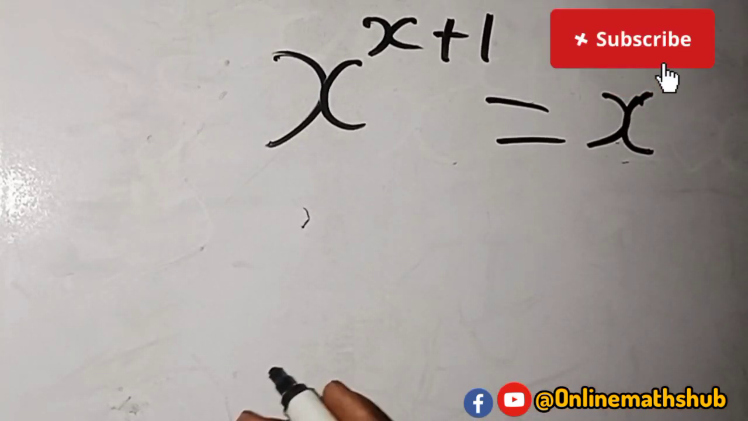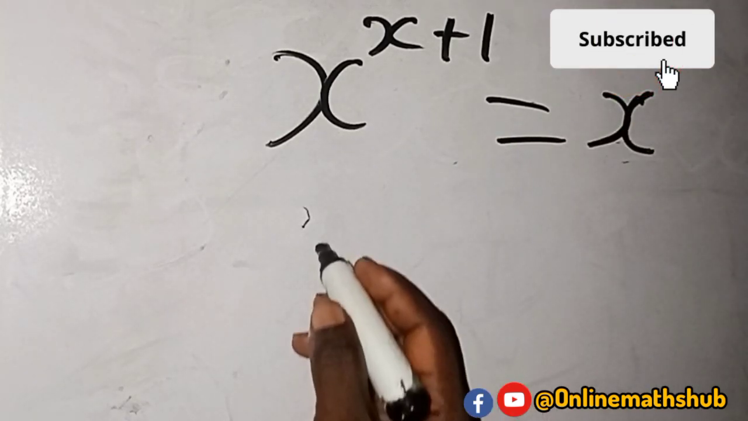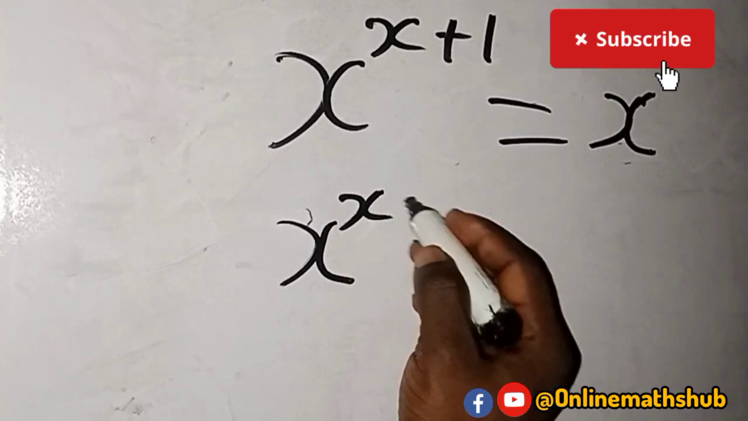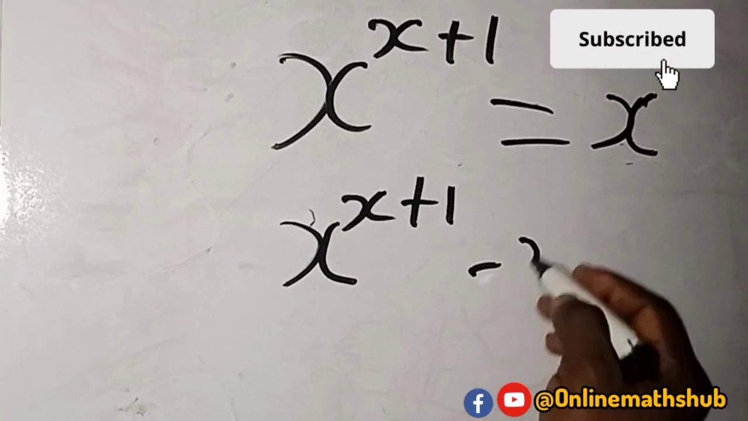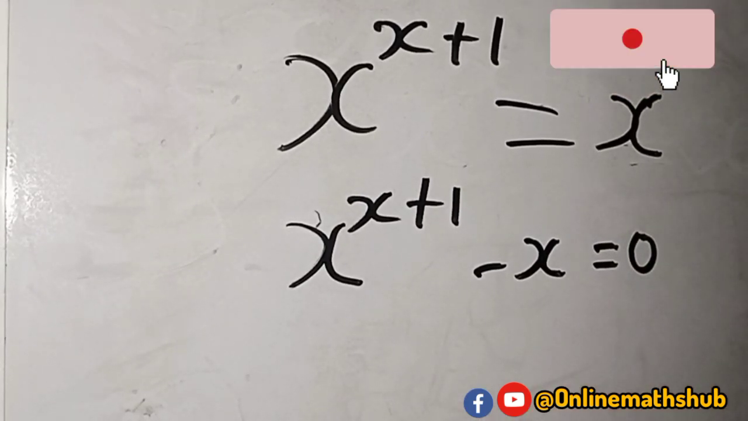Okay, so how are we going to be proceeding to solve this? The first thing I want to do is bring this to the left hand side, and if I do that, my question will change to x raised to power x plus 1, and then minus x is equal to 0. Okay, so this is what I have.